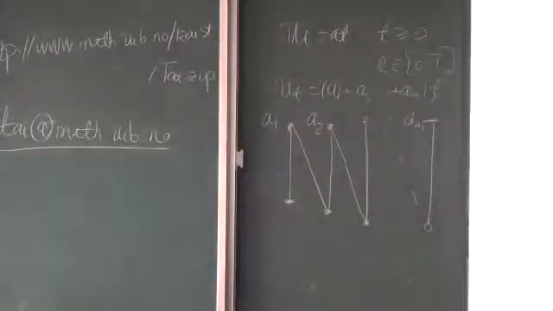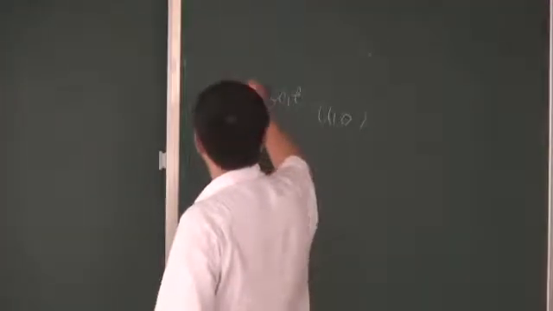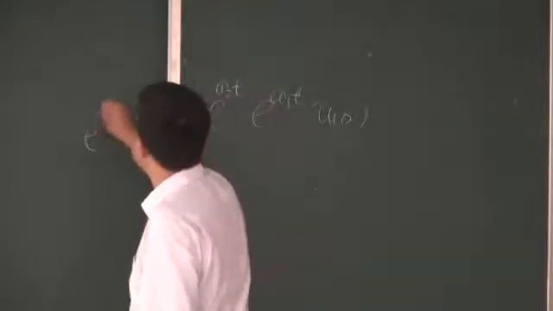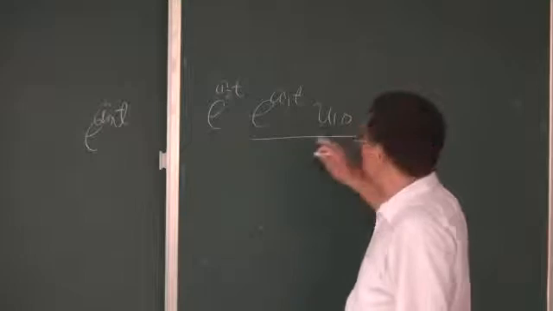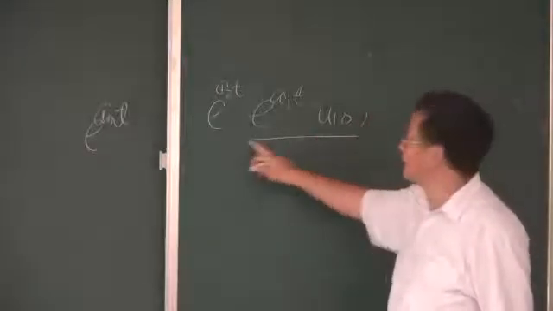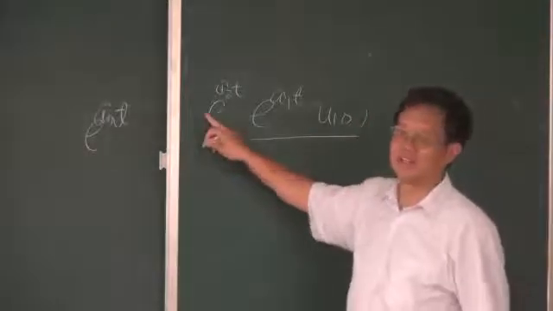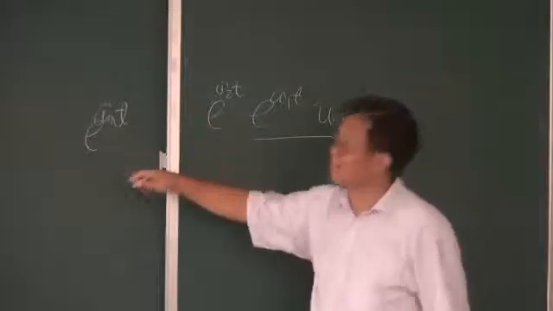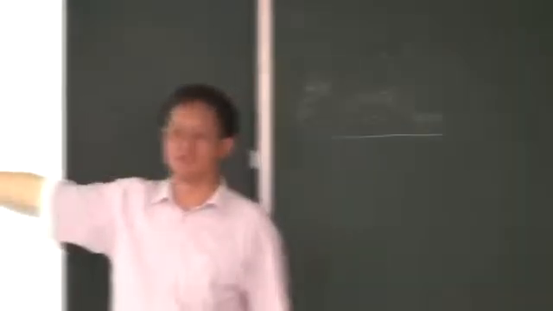Because here it is essentially like e^(A1 T) u0, e^(A2 T) u0, and e^(AM T). So you first solve this one, take it as an initial value, and then solve the second equation, and solve the third, solve the fourth. So this is essentially the meaning of this formula.